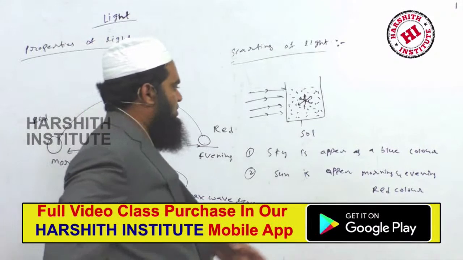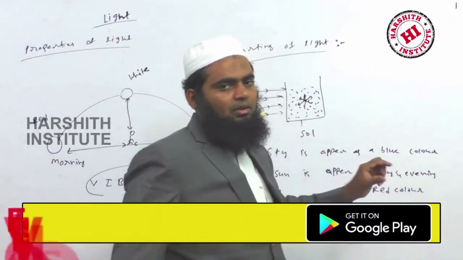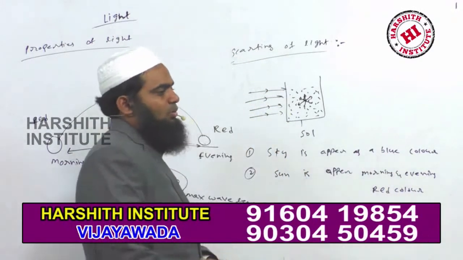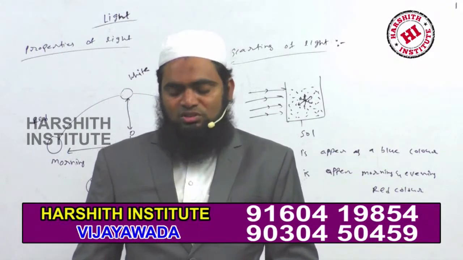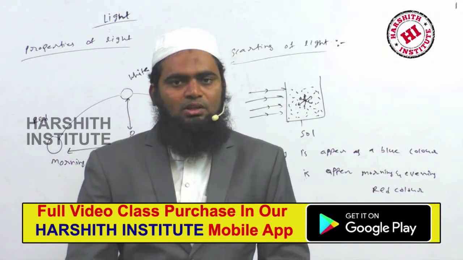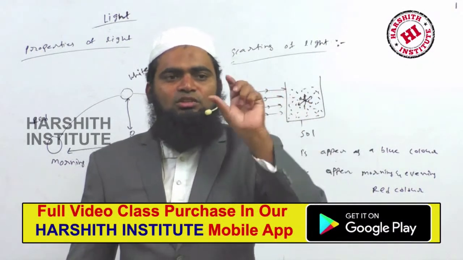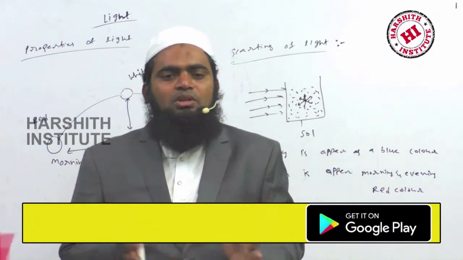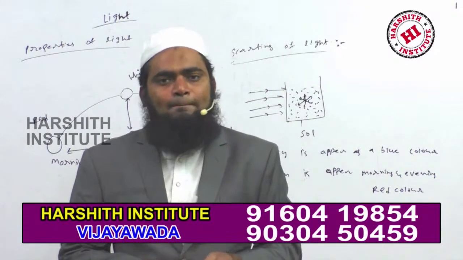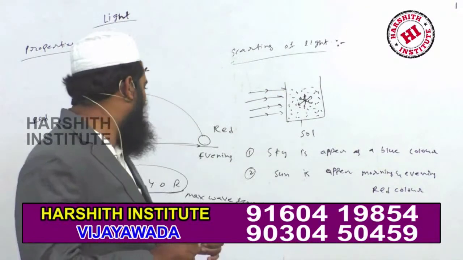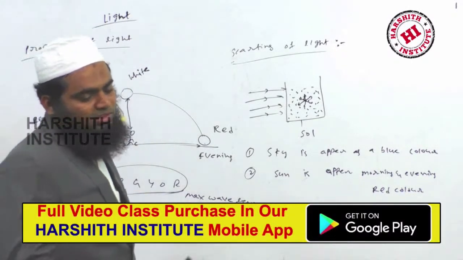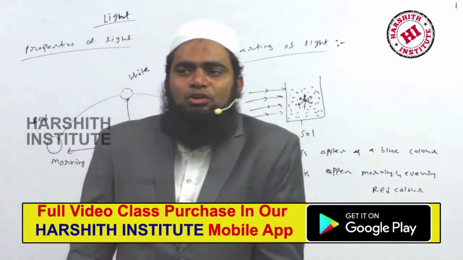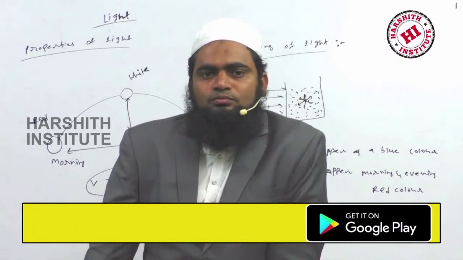Now the first application: the sky appears blue because of particles like water droplets, moisture and humidity present in the atmosphere. The beam of light passes through these water droplets, and the blue color is scattered. So the sky appears blue. This is one application we see in daily life.